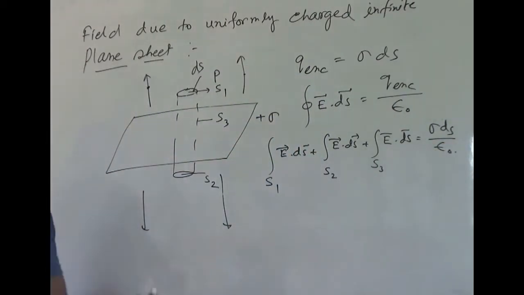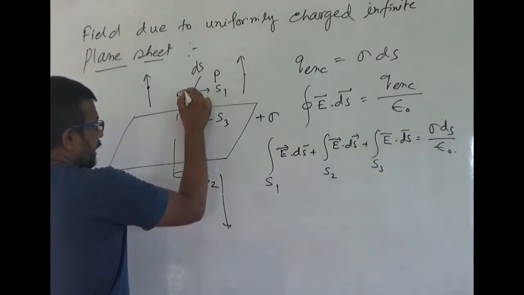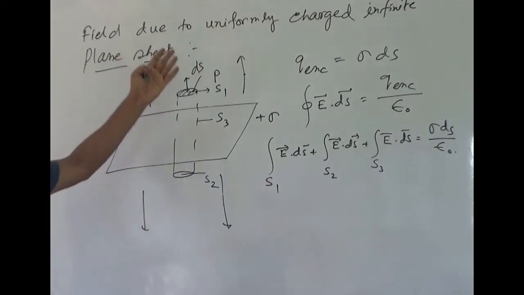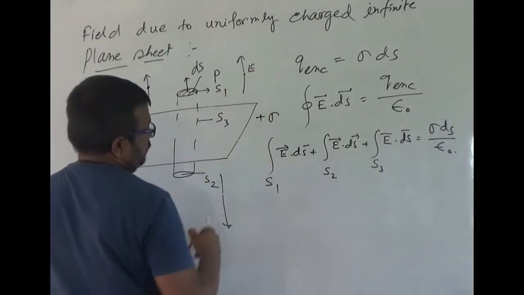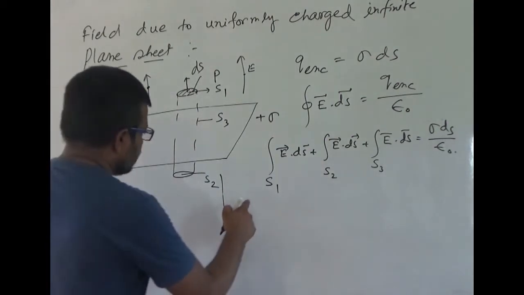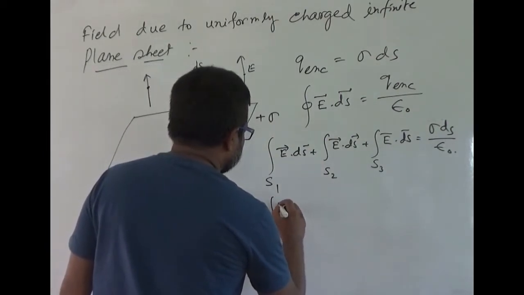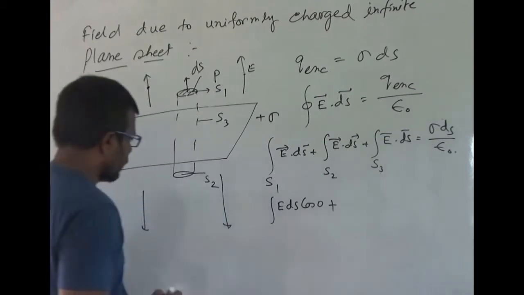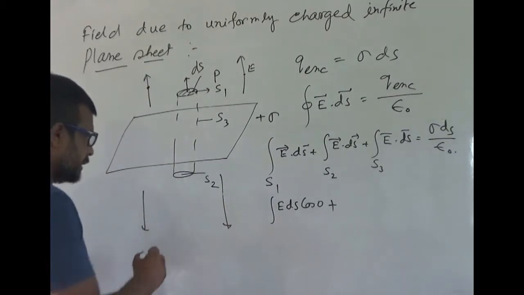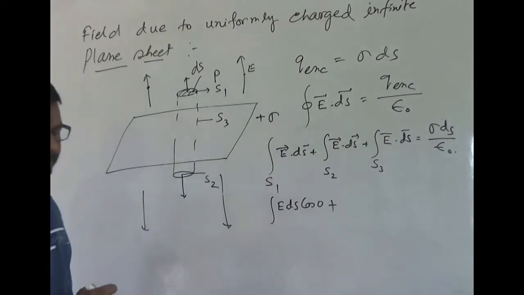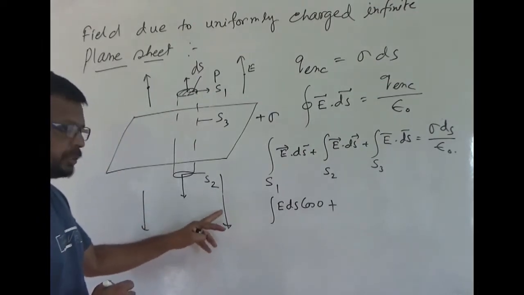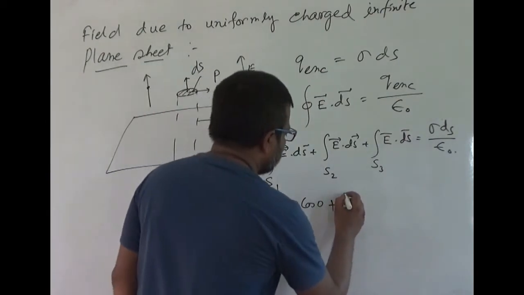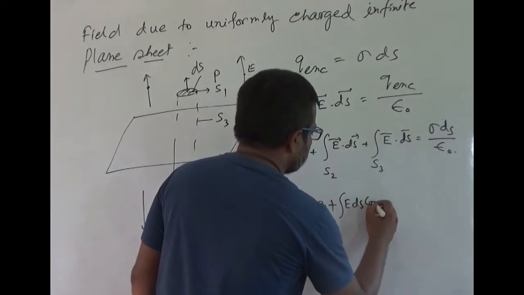Now see here, the direction of this surface is perpendicularly out, that is the upward direction, and E is also in the upward direction. Therefore, for surface S1, it is E ds cos 0. Similarly, for the surface S2, the direction of surface area is going away, and the field direction is also going away, that is, the angle between surface area and field is 0. Therefore, this can be written as E ds cos 0.